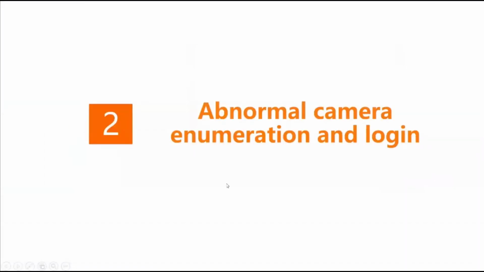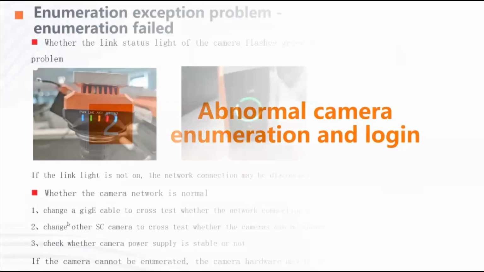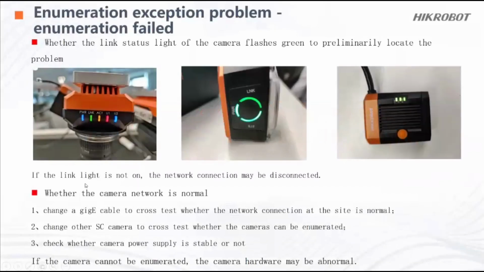Then we change to the second part, which is the abnormal camera enumeration logging. It is very common if your camera cannot connect to the PC. So for the first step, you need to check whether the hardware has already successfully linked or not. So you need to check the light of the camera. The light definition is written in our user menu.